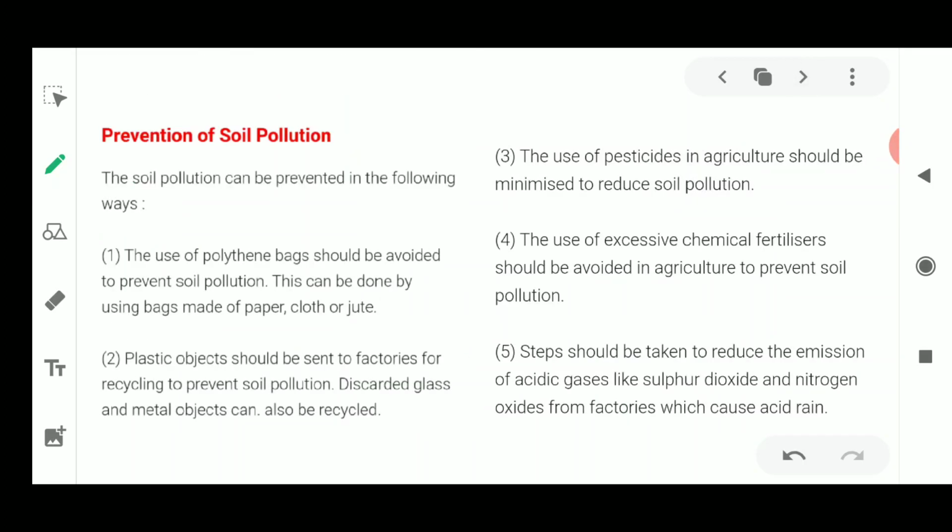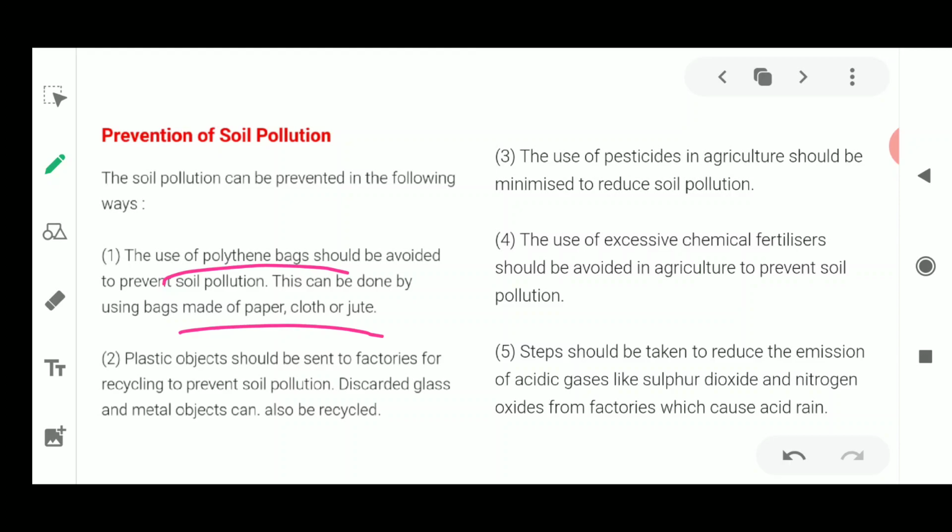These are some points which could prevent soil pollution. The use of polythene bags should be avoided because polythene is a non-biodegradable substance. Instead of polythenes, you could take paper bags, cloth bags or jute bags with you for shopping. We should not carry many plastic objects. Even I use paper bags, and sometimes I take a cloth bag with me, so that I do not bring polythene from the market to my home. You should also practice the same thing.